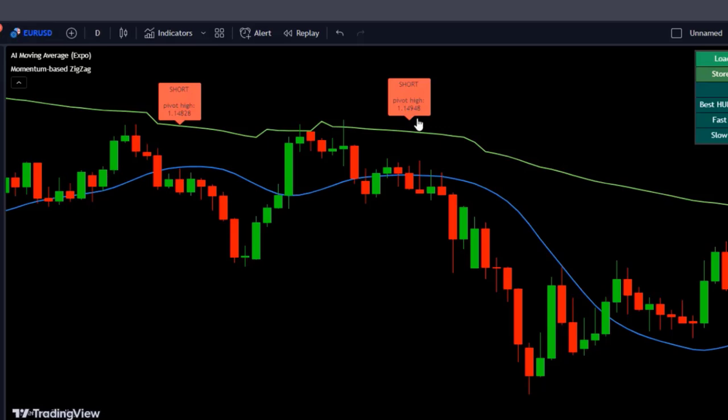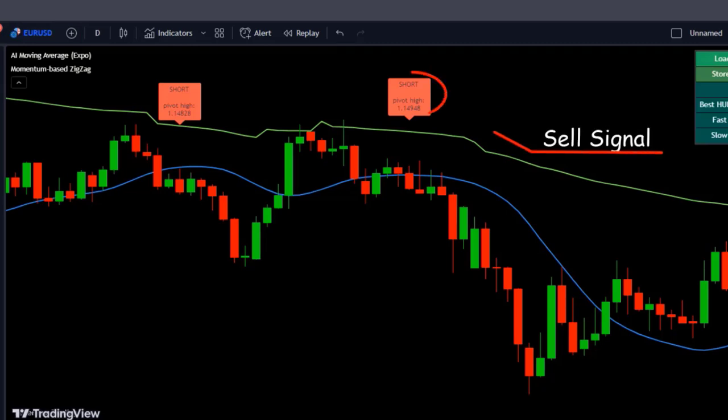So what are the entry rules for our trading strategy? Well, let's start with short trades. Here's the latest successful trade signal our strategy issued on the EUR/USD pair. Let's break down the exact conditions.